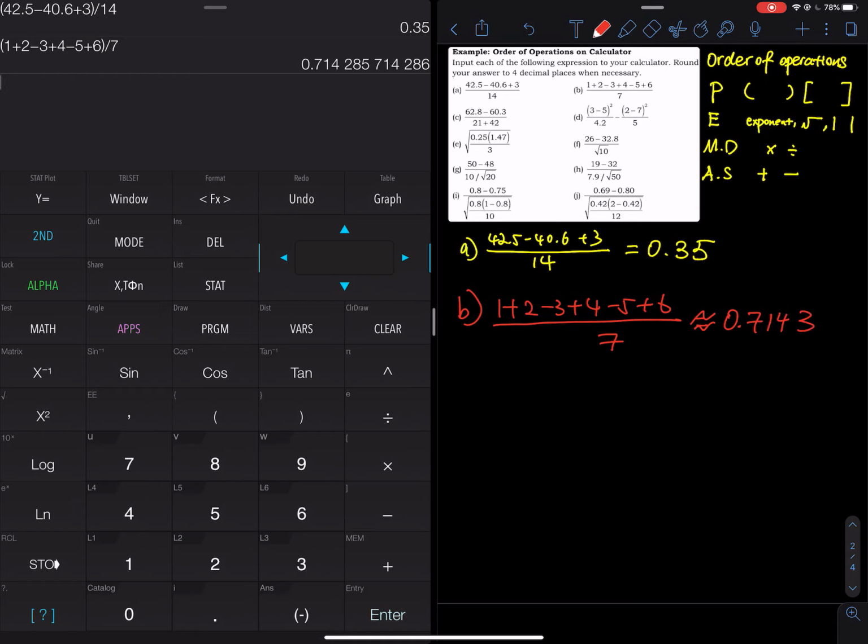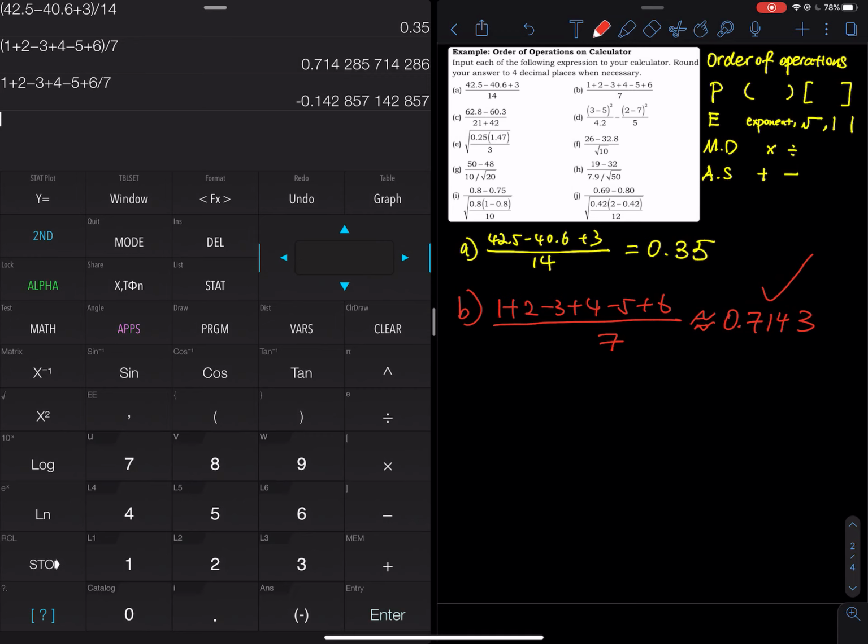So let's do one without a parenthesis. This is absolutely right. What happens if you don't use parentheses? 1 plus 2 minus 3 plus 4 minus 5 plus 6, and then you divide it by 7. They will just divide by 7 first. So this answer, negative 0.1428, is completely wrong, because they did the division first.